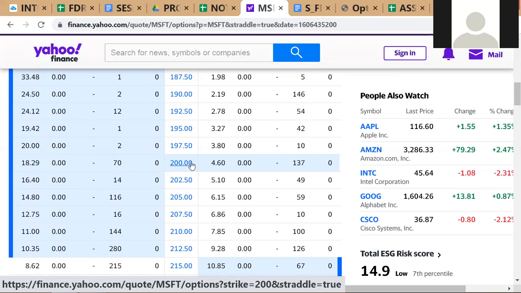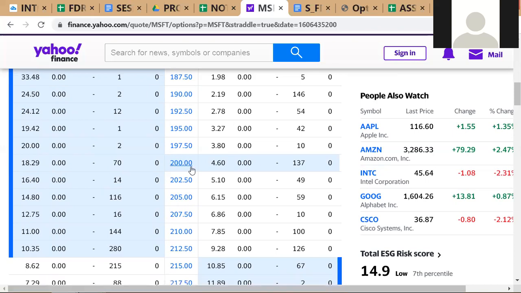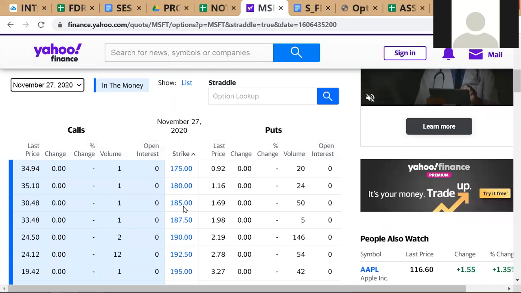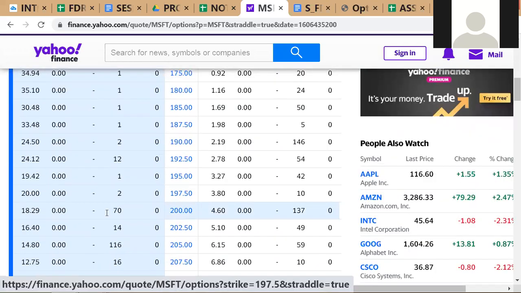So in this case, in the 200 call, it is the right to buy. If you pay $4.60 per share, that means $460 per contract, where each options contract covers 100 shares. So if you pay $460, you can buy a call option. Sorry, this is the put option. I looked at the wrong side of it. This is the call option.